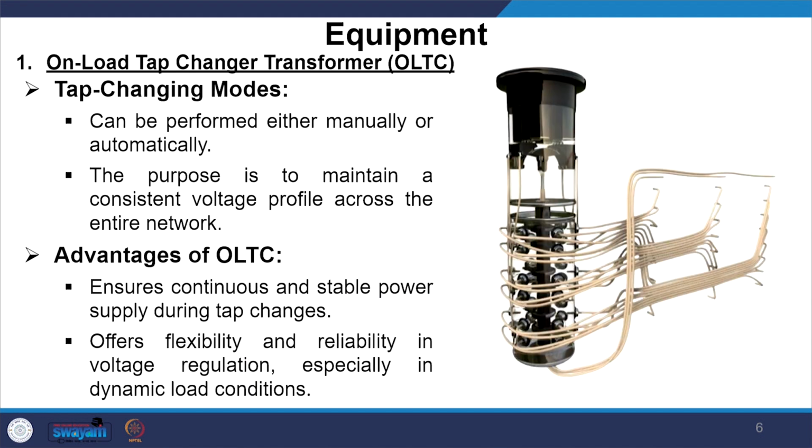Now let us focus on on-load tap changer transformers. Tap changing can be performed either manually or automatically. The purpose is to maintain a consistent voltage profile across the entire network. The advantage of OLTC is that it ensures continuous and stable power supply during tap changes, and offers flexibility and reliability in voltage regulation, especially in dynamic load conditions.